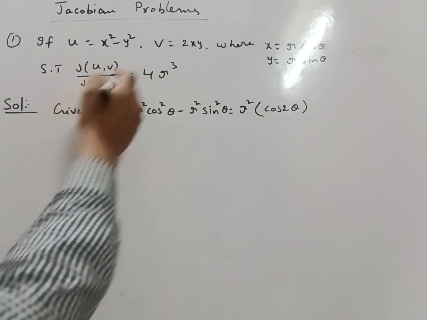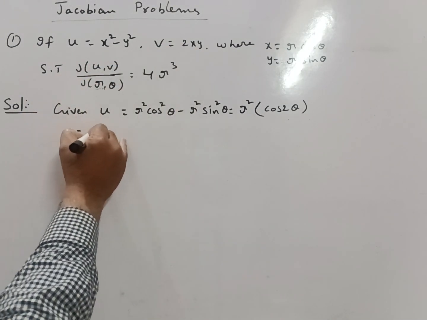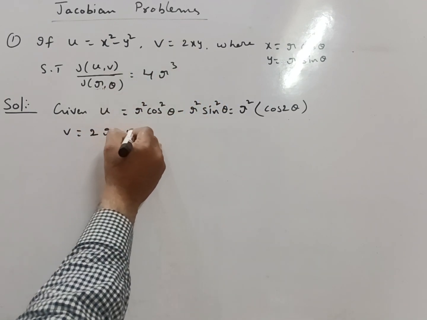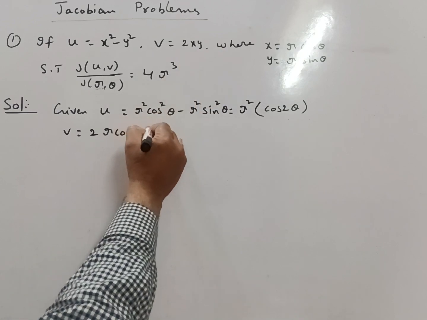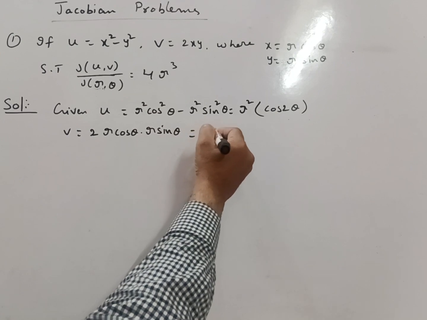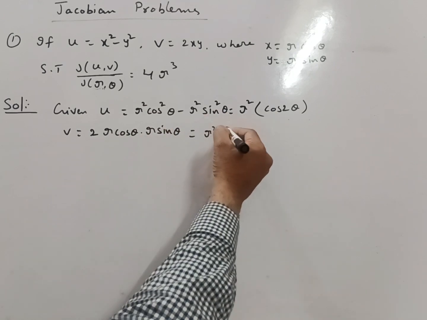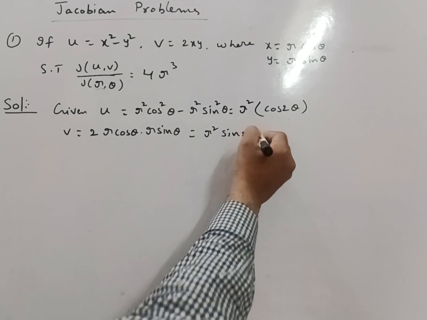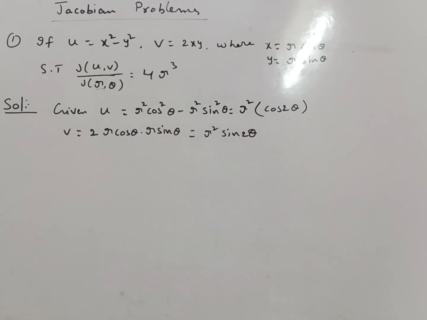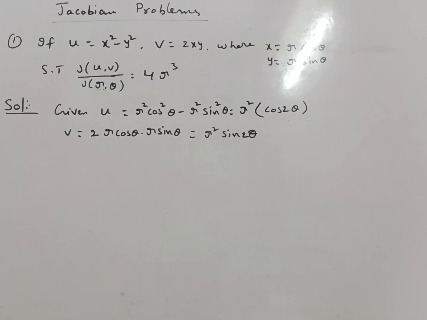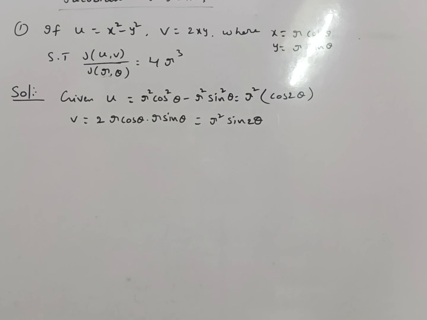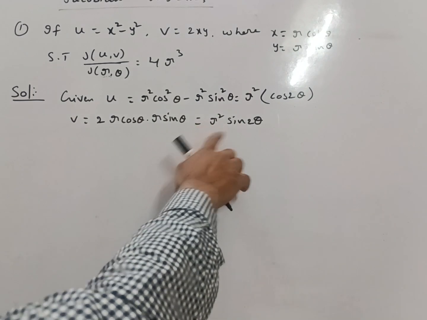Next, v is equal to 2xy. So 2 into x, which is r cos theta, into y, which is r sin theta. So r into r square, 2 sin theta cos theta will give you sin 2 theta. So we converted u comma v, which he gave in x and y, in terms of r and theta.